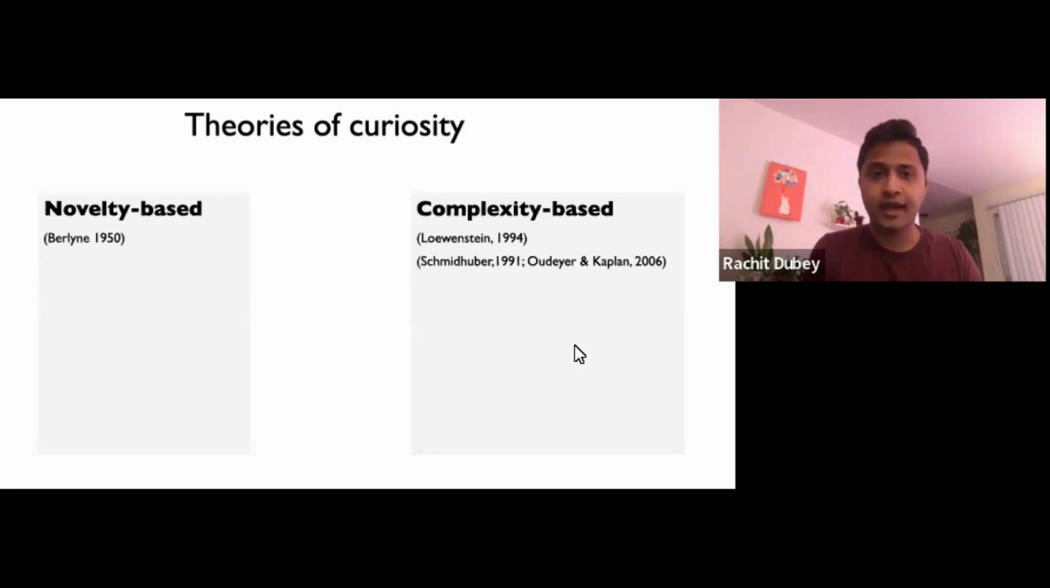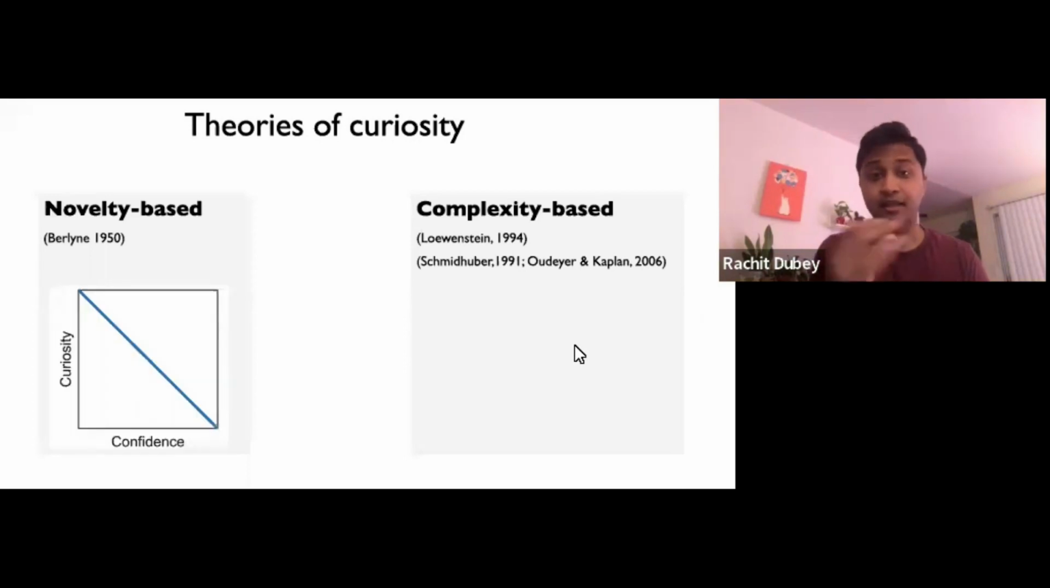Now, if we ask ourselves the very important question, what prompts curiosity in a learner? Surprisingly, the field does not have conclusive answers yet. Previous theories remain divided, and they generally fall under 2 camps: novelty-based and complexity-based theories. Novelty-based theories say that new and unknown stimuli draw people's curiosity. That is, the less confident you are that you know something, the more curious you are. And the more confident you are that you know something, the less curious you are.